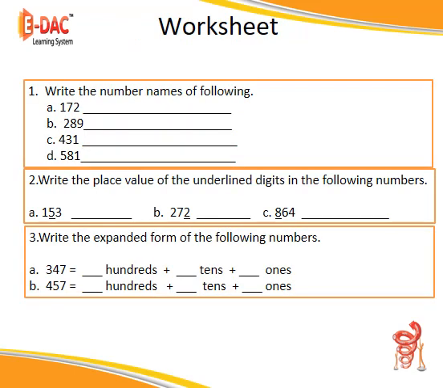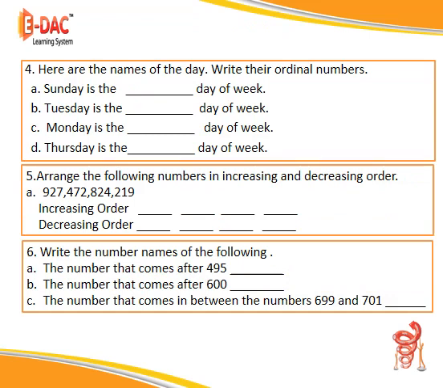Worksheet. Write the number names of the following. Question number 2. Write the place value of the underlined digits in the following numbers. Question number 3. Write the expanded form of the following numbers. Question number 4. Here are the names of the days. Write their ordinal numbers. Question number 5. Arrange the following numbers in increasing and decreasing order. Question number 6. Write the number names of the following.